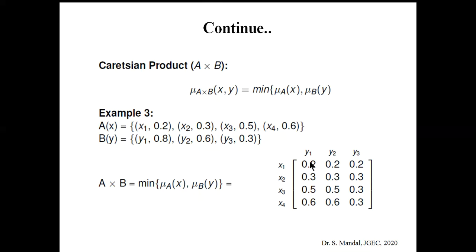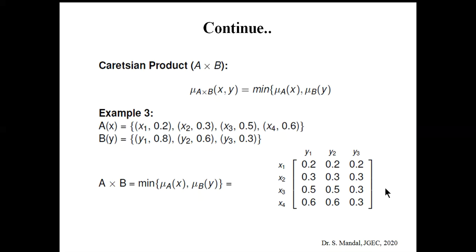Next one, x1 and y2. The minimum value between 0.2 and 0.6 is 0.2. Similarly x1, y3 gives 0.3. Now coming to the second row, we need to compare x2 and y1. The minimum between 0.3 and 0.8 is 0.3. Like this it will be continued. So this is the Cartesian product. As we already said, this operation is very important. We will later see that it is used in describing the fuzzy relation.